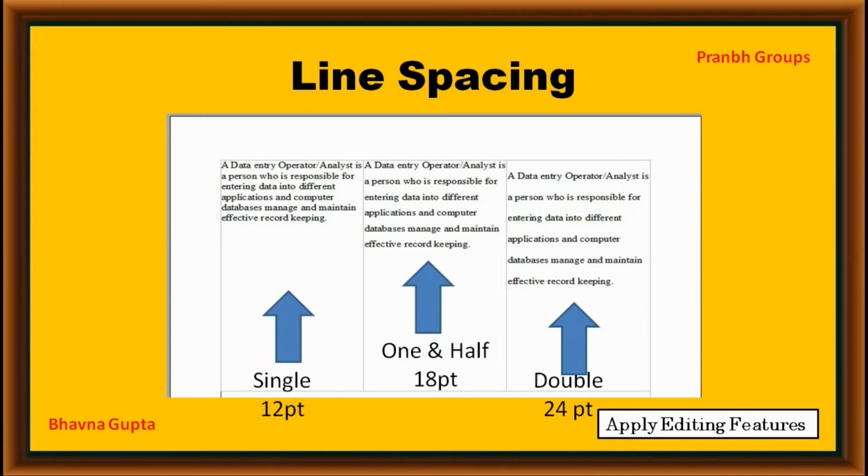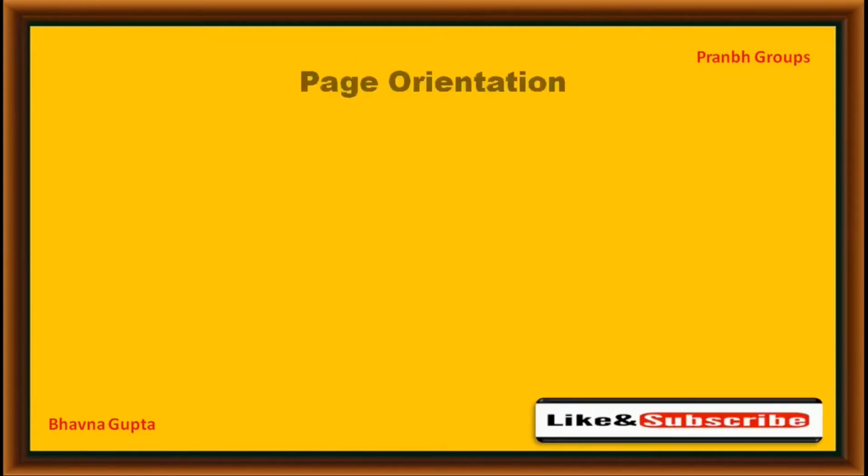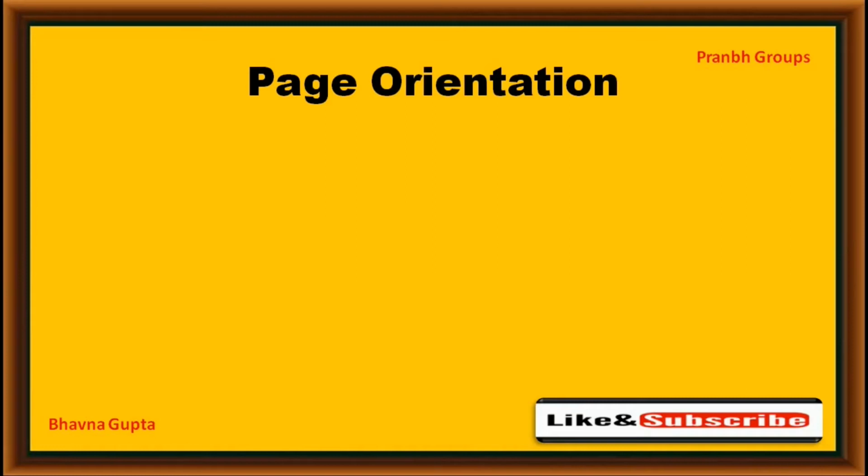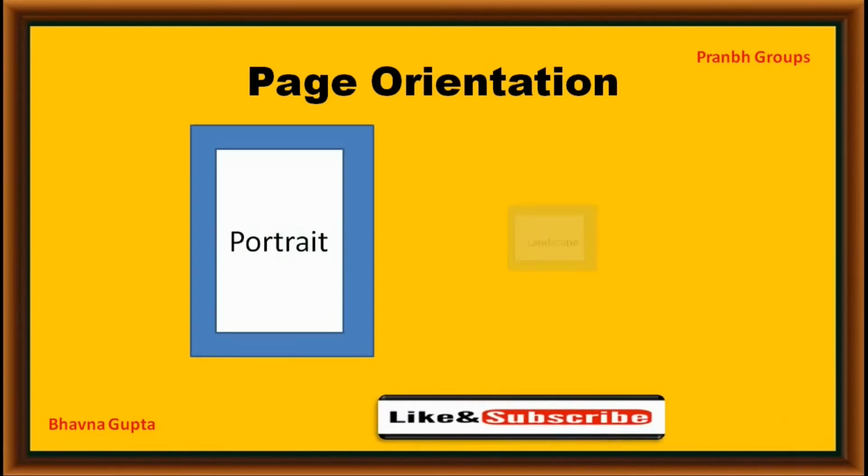First one, single, means 12 point line height, and second one, 1.5 lines, means 18 point, and third one, double, means 2 lines, 24 points. Next one, page orientation. Orientation refers to whether the text is to be printed lengthwise or widthwise.